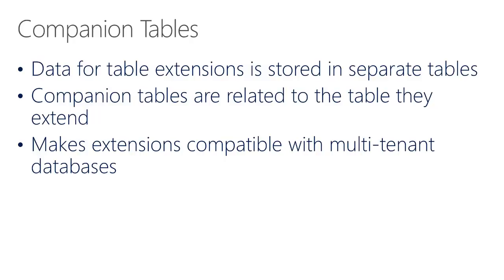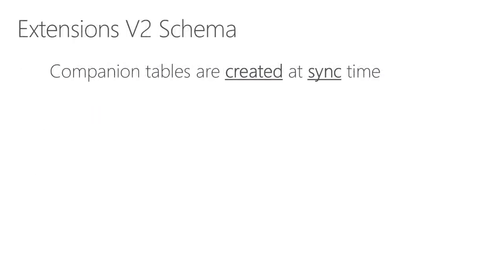And so what they've done for extensions V2 is they have come up with a scheme where each base table gets a companion table. The data for the table extension is stored in a separate companion table. They are related to the table that they extend, but they make the extension compatible with multi-tenant databases. So each tenant can have their own tenant database with just the tables that are added for the apps that are installed for that tenant. These companion tables are created at sync time.